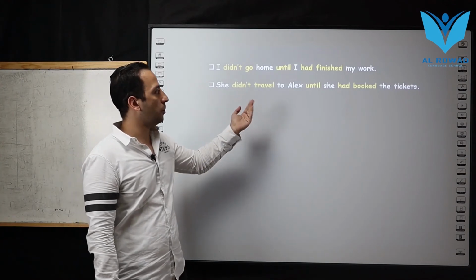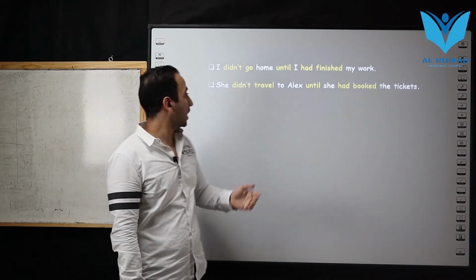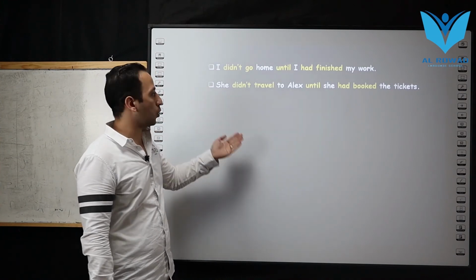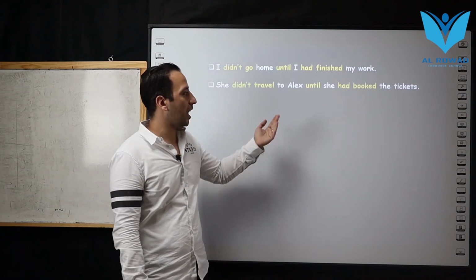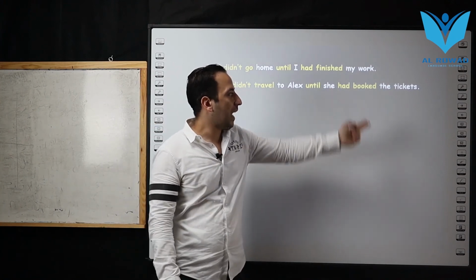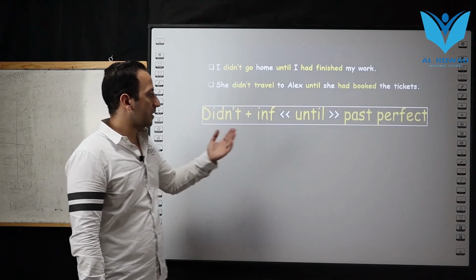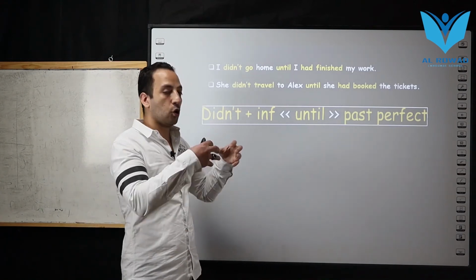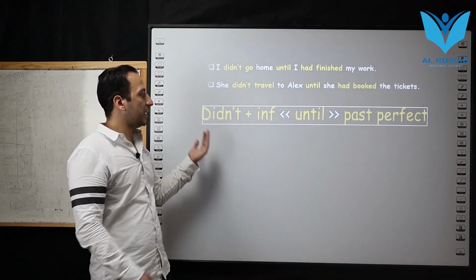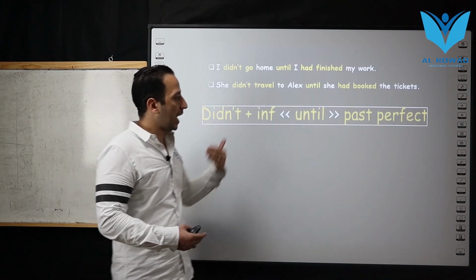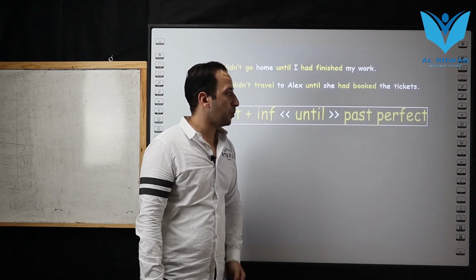I didn't go home until I had finished my work. She didn't travel. "Didn't travel" is the past simple in a negative form. She didn't travel to Alex until she had booked. "Had booked" here is in the past perfect. So when we use "until" in the middle of the sentence as a conjunction, before it, "didn't" plus infinitive, or the past simple in negative form, and after it we use the past perfect.